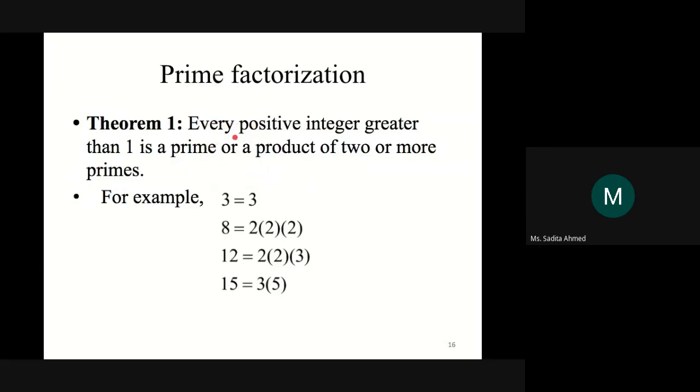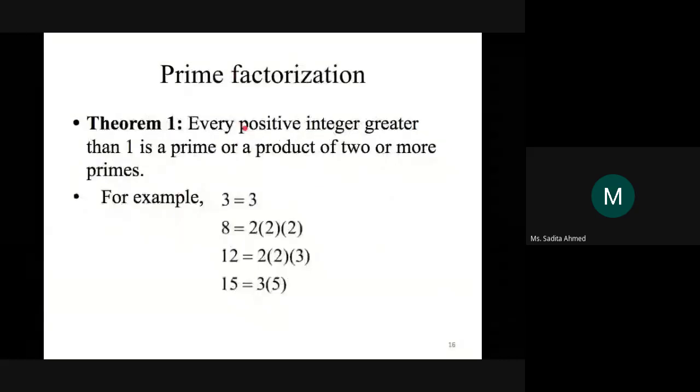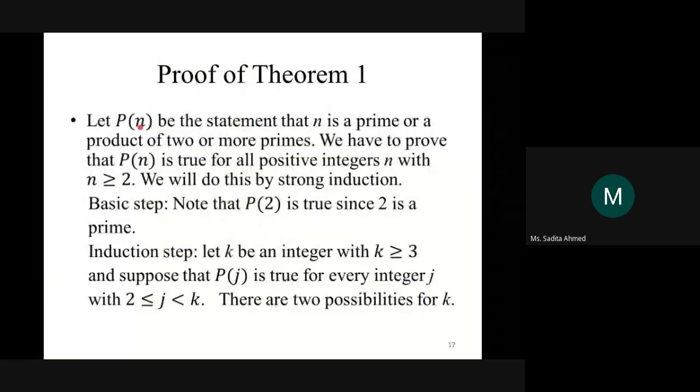First of all, what is the statement that we are trying to prove? We have to prove that the statement P(n) is true for all positive integers n greater than 1. Basically, we have to prove that the integer n is either a prime or a product of two or more primes for all integers n greater than or equal to 2. That is, all integers n greater than 1. Same thing. We'll prove it using strong induction.